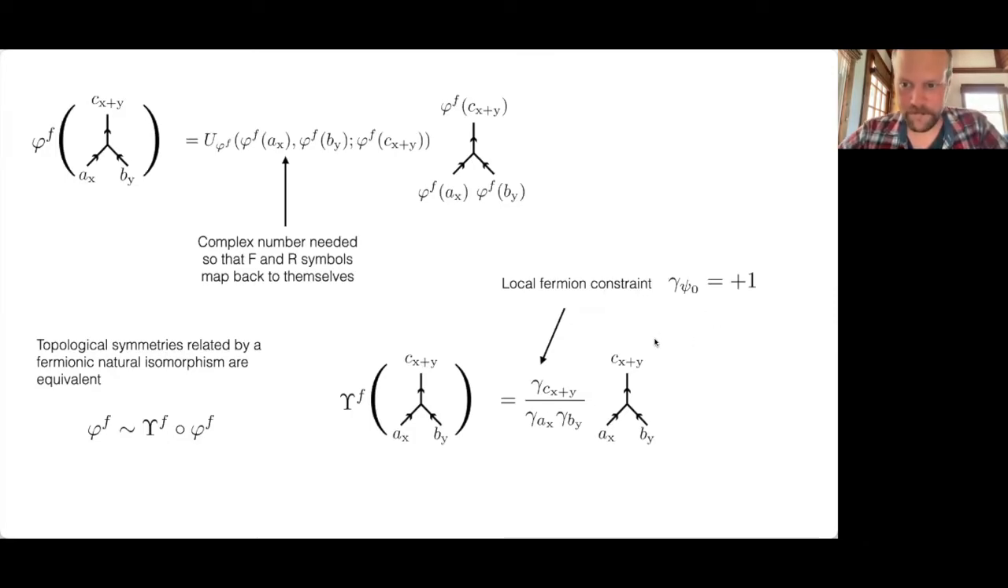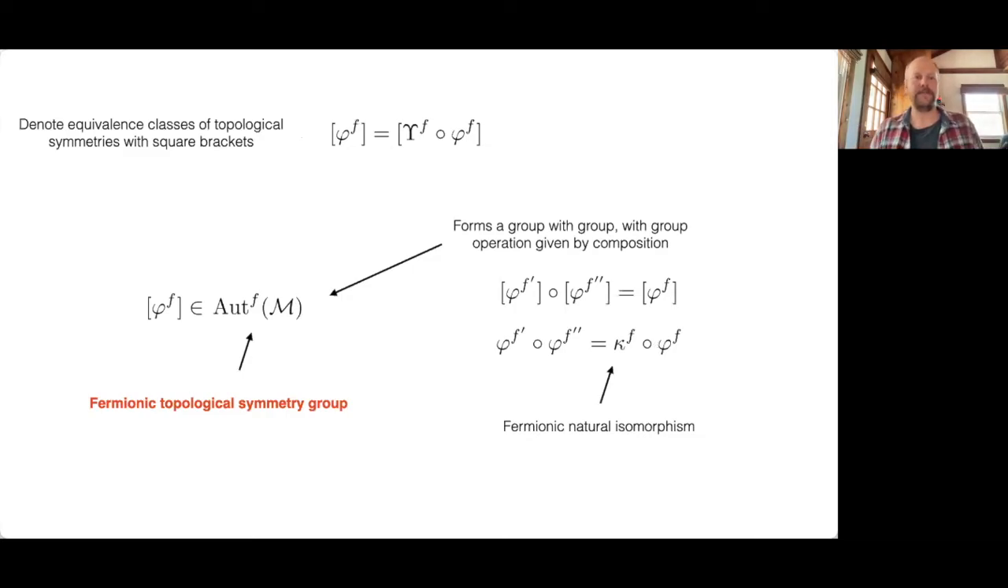All right. So now we will denote equivalence classes of topological symmetries with square brackets, equivalences under these fermionic natural isomorphisms. And if we consider the full set of fermionic topological symmetries, that forms a group which we've called aut f of M. Now what is the group operation? Well, it's just composition of the topological symmetries. If I put square brackets around them, they'll compose just like a group. If I leave out the square brackets, then they compose up to a fermionic natural isomorphism.